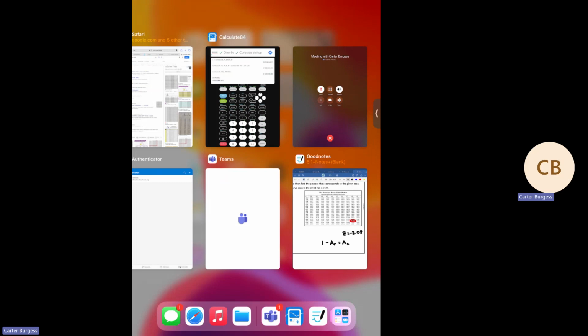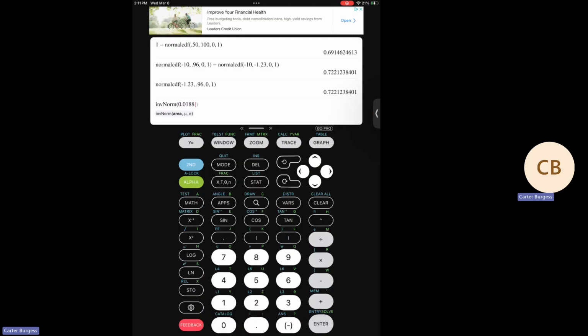So the area, 0.0188. We still have standard mean, standard deviation. And so the z-score that corresponds to this area, you're going to be selecting to the left because you're being asked to do to the left. Mine defaults to the left. And what you get is a z-score of exactly what we found from the table, negative 2.08.